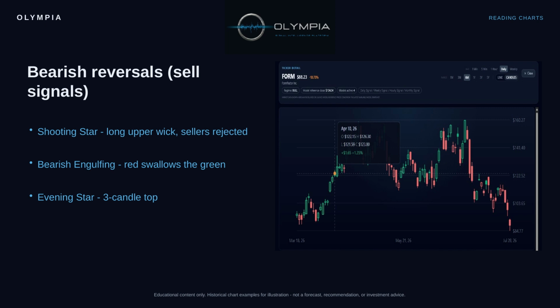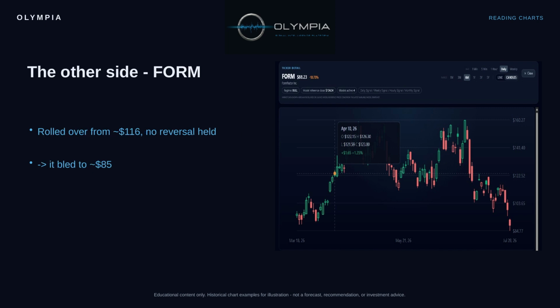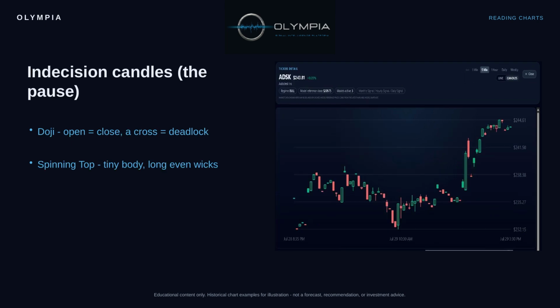Look at Form Factor here. Roll over from its high. That's what distribution looks like. And here's the other side of the coin. Again, straight off the chart. Form Factor rolled over from about $116. And notice, no bullish reversal ever held. No hammer at a level that stuck. Nothing to stop the bleeding. So it just kept going all the way down to around 85. Same tools, opposite outcome. When the bearish pattern shows up and nothing steps in to defend a level, that red candle just keeps printing.